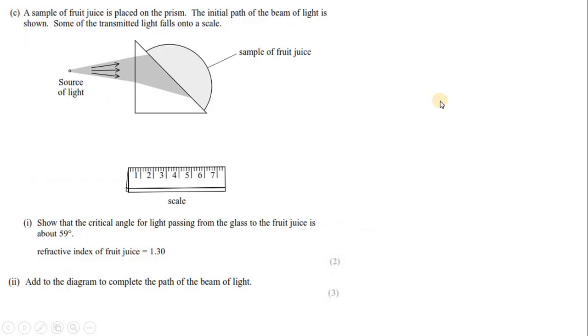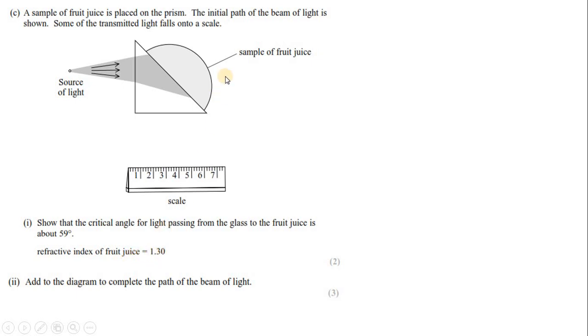Part C: a sample of fruit juice is placed on the prism. The initial path of the beam of light is shown. Some of the transmitted light falls onto the scale. Show that the critical angle of light passing from glass to the fruit juice is about 59 degrees. The refractive index of the fruit juice is 1.3.